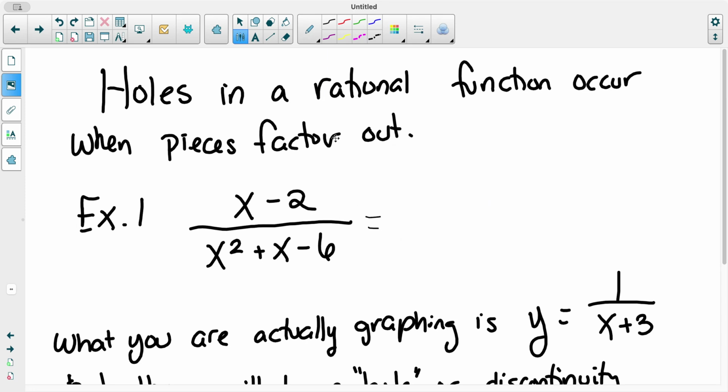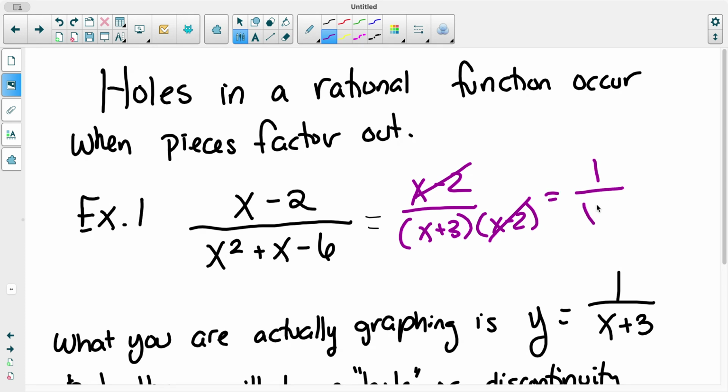So if I were to factor this, I would have x minus 2, and again, sum and product, what multiplies to give you -6, adds to give you 1, should be +3 and -2. Okay, so this is just back to our simplifying, right? The x minus 2's cancel. What you're left with is a placeholder over x plus 3. That's really what you're actually graphing. That's what you're going to base your asymptotes and your intercepts and all that on.